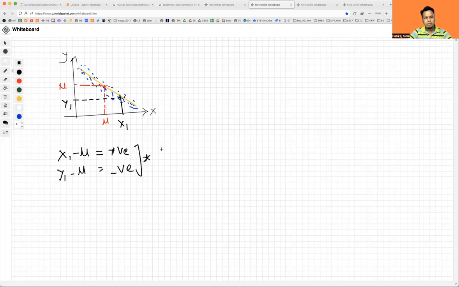If you take the product of this, what is going to happen? It is going to return negative. So that's why it is called negative correlation.